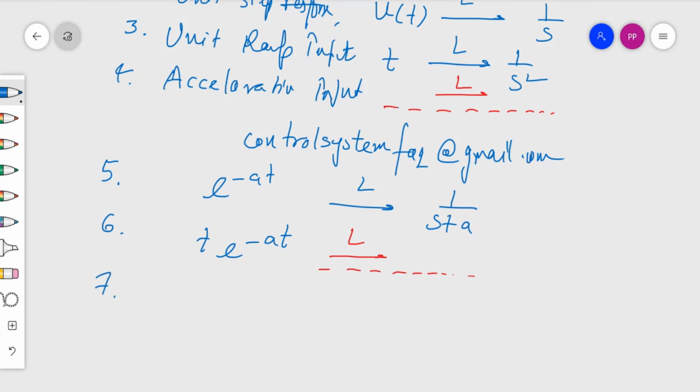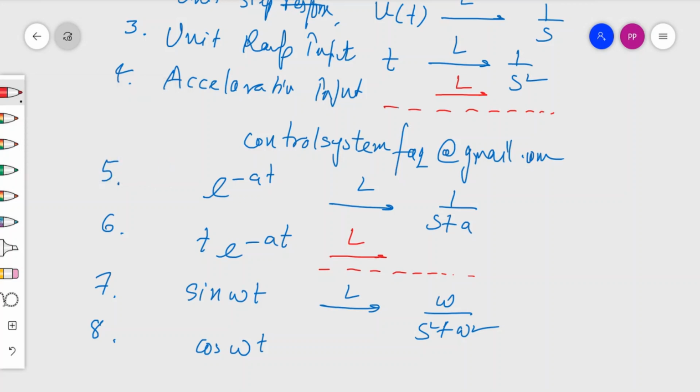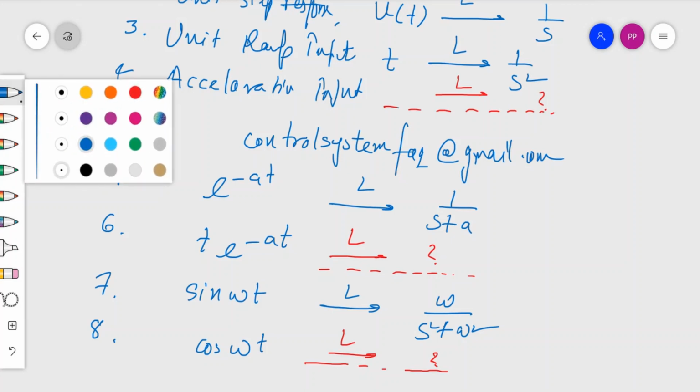The next one is sine omega t. For that the Laplace transform is omega divided by s square plus omega square, and the eighth is cos omega t. Again you get it as homework. You have to tell me the Laplace transform in all these cases. This will be a recapitulation of your knowledge. You have already learned this in your previous semesters, so you need to recap it.